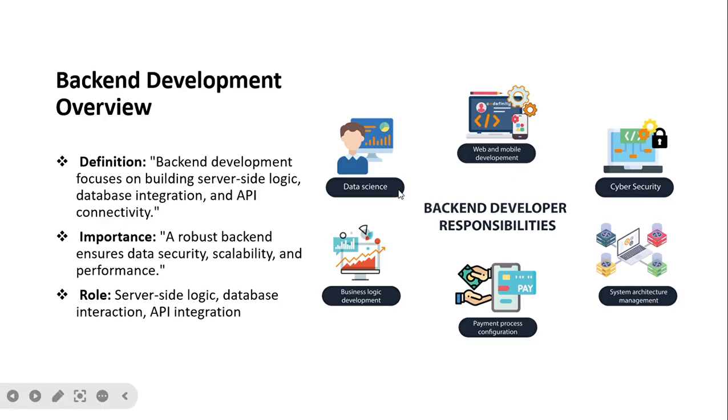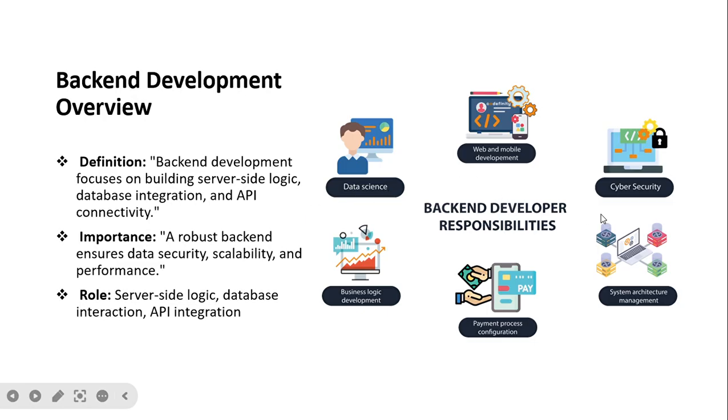So the importance of back end: a robust backend ensures data security, scalability, and performance. So one of the importance of backend is for security, scalability, speed, performance, and the role of backend is server-side logic, database integration. We make good use of databases with backend. The two of them work together, and API integration as well. So just like this image, we are seeing back-end developer responsibility.